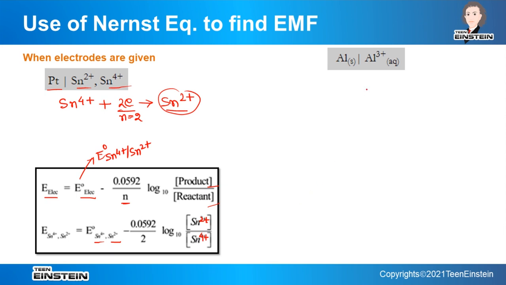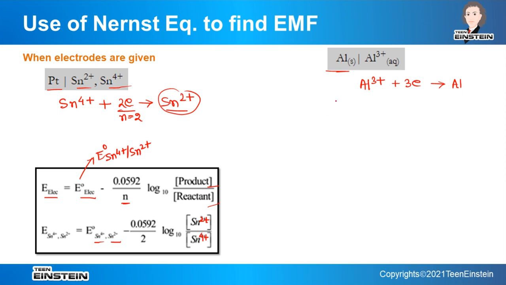Fine. Now for the second one, here we don't have to use any inert electrode because aluminium is solid, so aluminium itself can be the electrode. Again, the reaction should be written as Al3+ accepting 3 electrons and it is converted to aluminium. So we have not written it as aluminium is oxidized to Al3+. No, it is the reduction reaction. In that format we have to write.